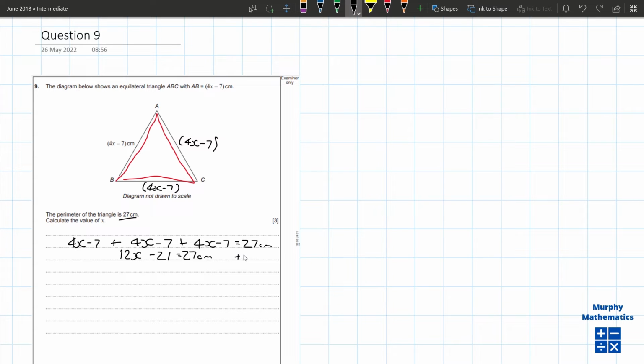We can add 21 to both sides to get rid of this minus 21 to leave 12x on its own. So we have 12x equals 27 plus 21. And then so we've got 12x equals 48, and then we can just divide everything by 12 to get x on its own. So we've got x equals 48 divided by 12, therefore x equals 4.